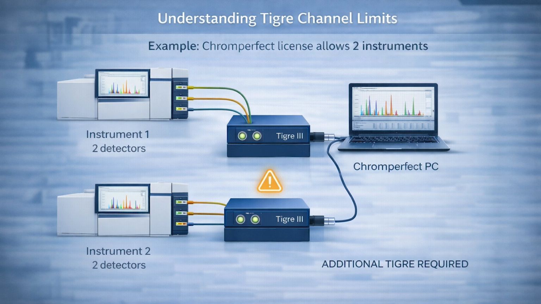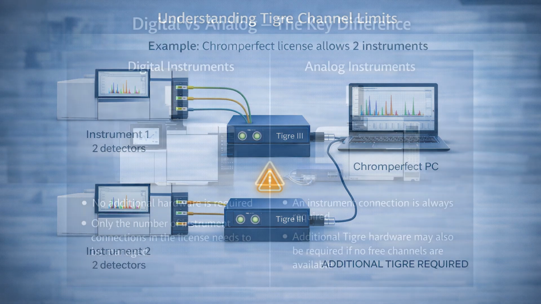The same logic is true for the Tigre 4 device, where 4 single-detector instruments or 2 dual-detector instruments can be connected to a single T4. Once the 4-channel capacity is exceeded, a new interface must be purchased. A final point to remember: it is only instruments which are counted and checked within the Chromperfect license and not the number of Tigre interfaces connected. This interaction between license limits and hardware channel limits is where most confusion occurs.